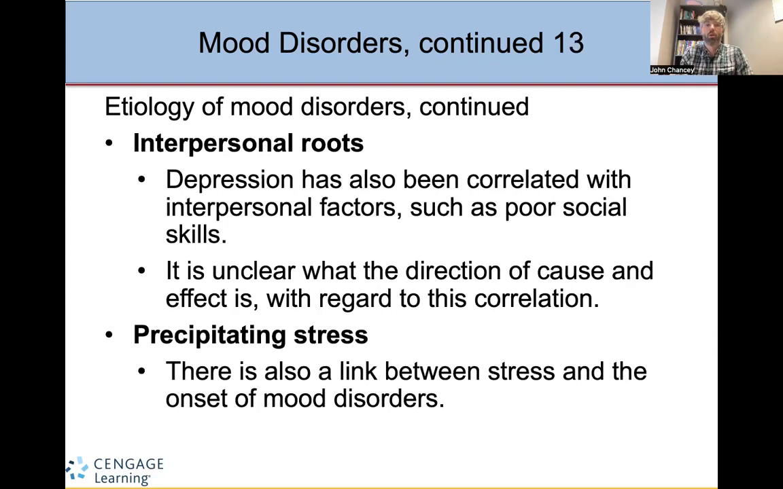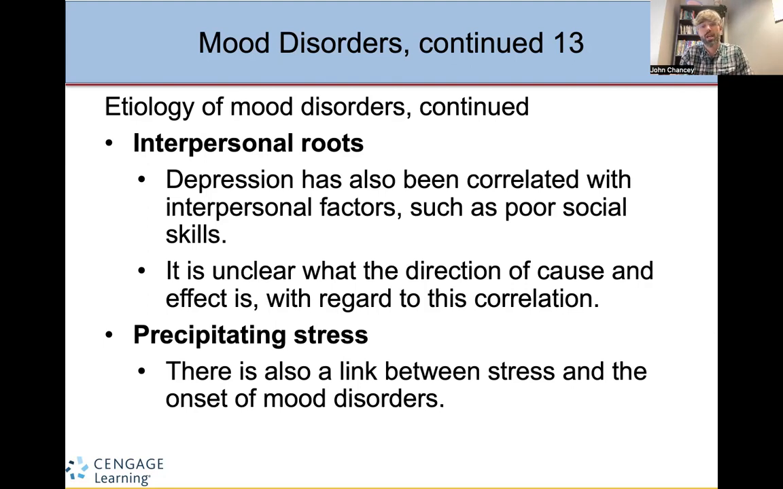Interpersonal roots also might be correlated with interpersonal factors like your social skills. Do you have quality friends in your life? Do you have loved ones that you care about and share meaningful experiences with? But that's getting into correlation versus causation. Is depression causing the poor social skills, or are poor social skills causing depression? It's probably a two-way street, in all honesty.